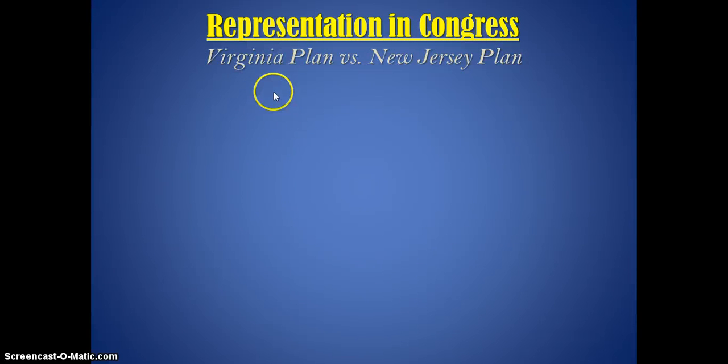So representation in Congress, how was it decided in the early United States? Well, there were two plans. There was the Virginia plan and the New Jersey plan. And you're going to want to watch this slide and then pause it and make sure and copy it into your notes. And of course, if you have any questions, please let me know so I can clarify. This is a little bit complicated, but I think you guys can handle it.